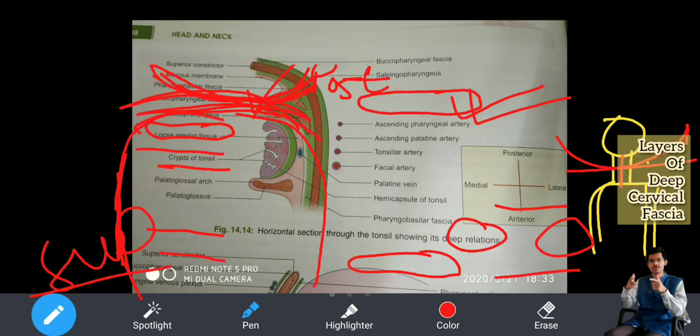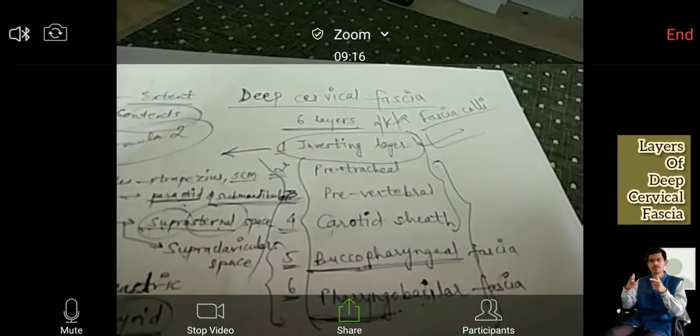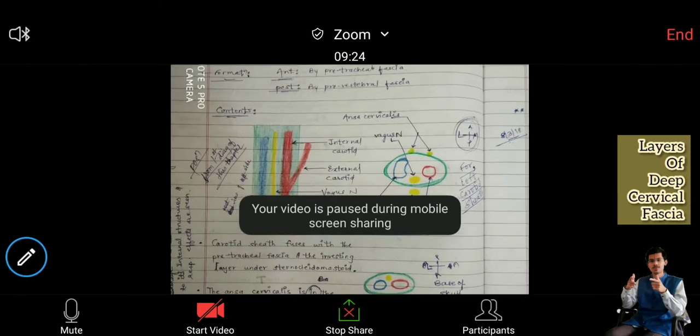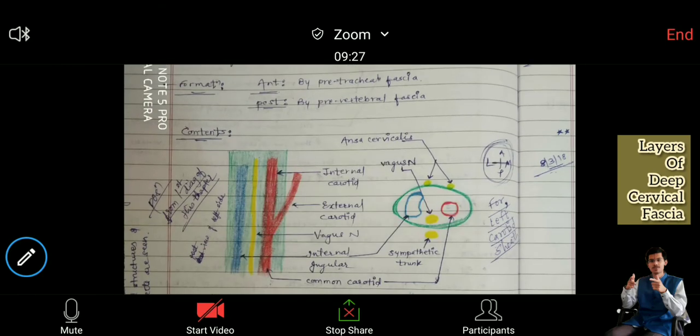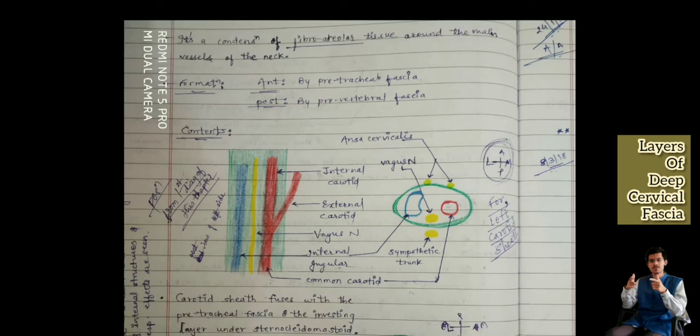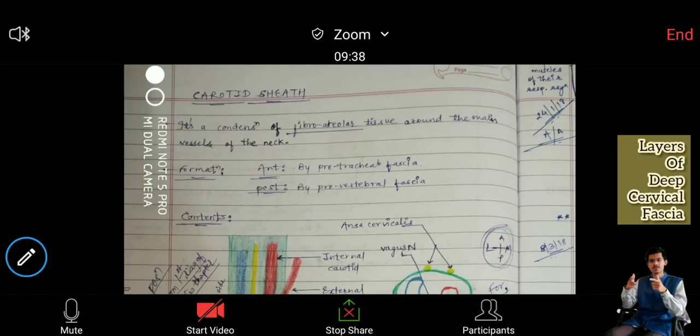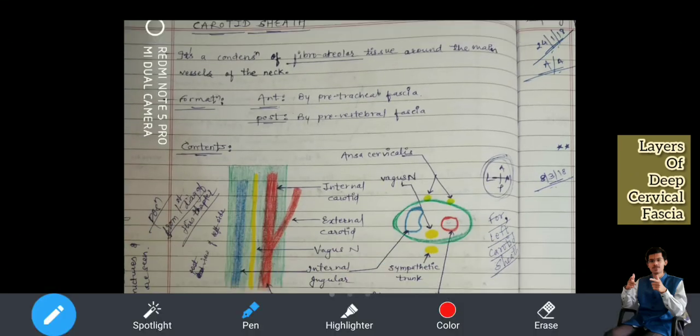So now you need to understand the carotid sheath. Again, for carotid sheath also I have one diagram for you guys. It's very simple. You will understand this better when you will learn about this. The carotid artery, the jugular vein, and the vagus nerve. So you need to see this. The carotid sheath is the condensation of fibroareolar tissue around the main vessels of the neck. Now main vessels of the neck are the jugular veins, carotid arteries, and the vagus nerve.